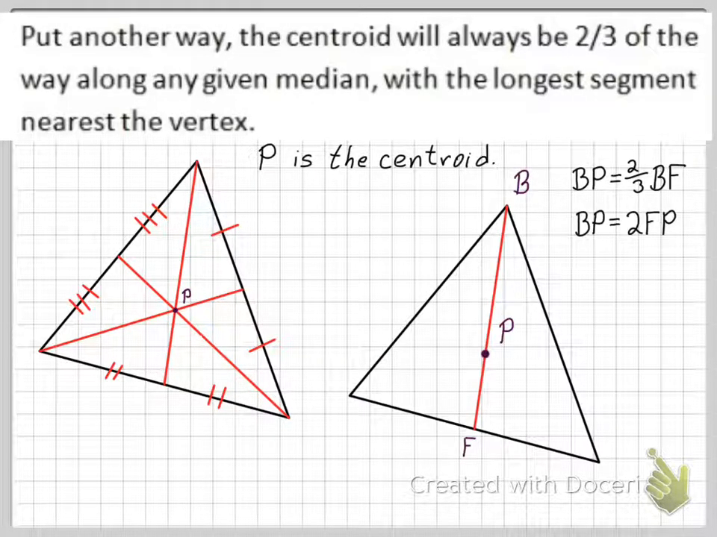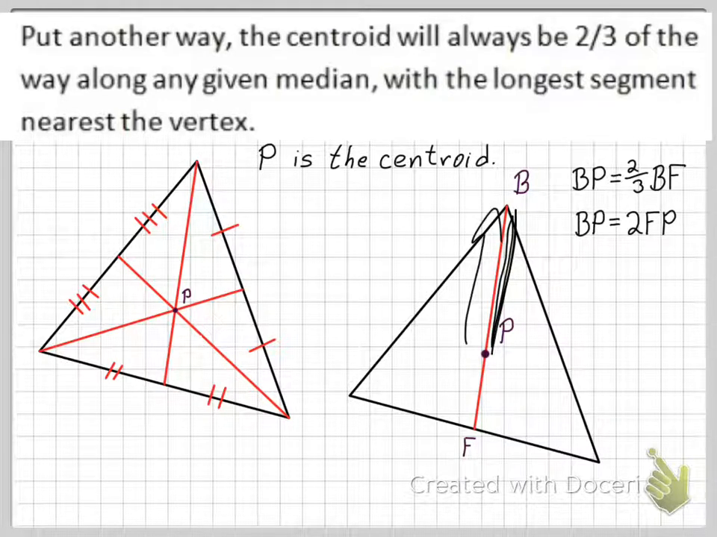And so what I did here to make it a little bit easier to see is I took the same triangle, but I just got rid of the other medians, and I just have the one median up there, and I took away all the tick marks, just so we can get a simpler version of what's going on. So I have that BP, which is the longest segment nearest the vertex, right?